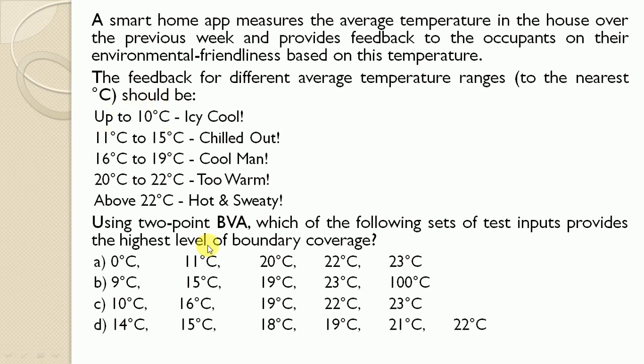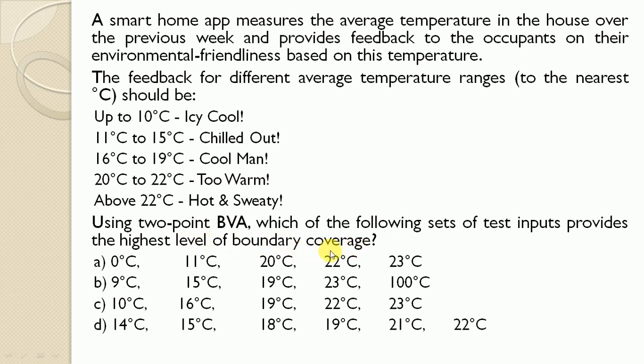Okay, something like a big one again. A smart home app measures the average temperature in the house over the previous week and gives feedback. The feedback is given based on some temperature ranges, and these ranges are given. It is asking again the same thing, this time using two-point BVA. Which of the following sets of test input provide the highest level of boundary coverage?